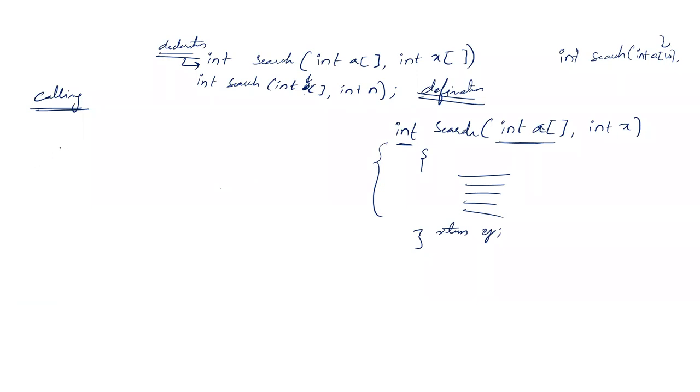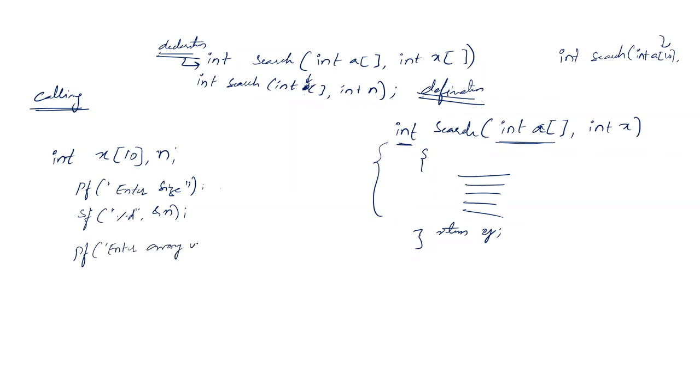But how to call? For example, I've declared an array called int x of 10, and I've written the variable n for the size, and printf "enter size", scanf, I've read the size using the variable, that is ampersand n, and printf "enter array values". Scanf directly cannot be written.